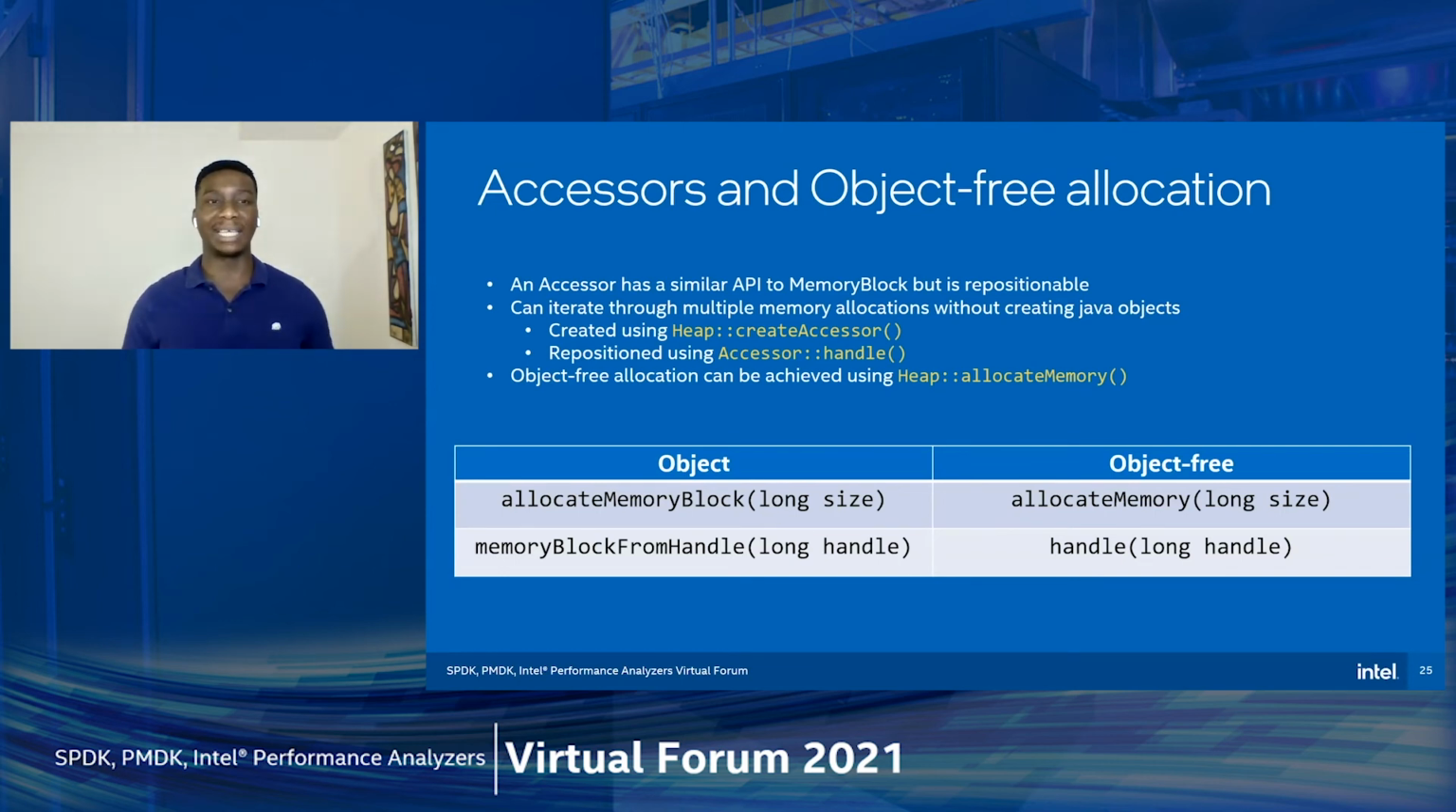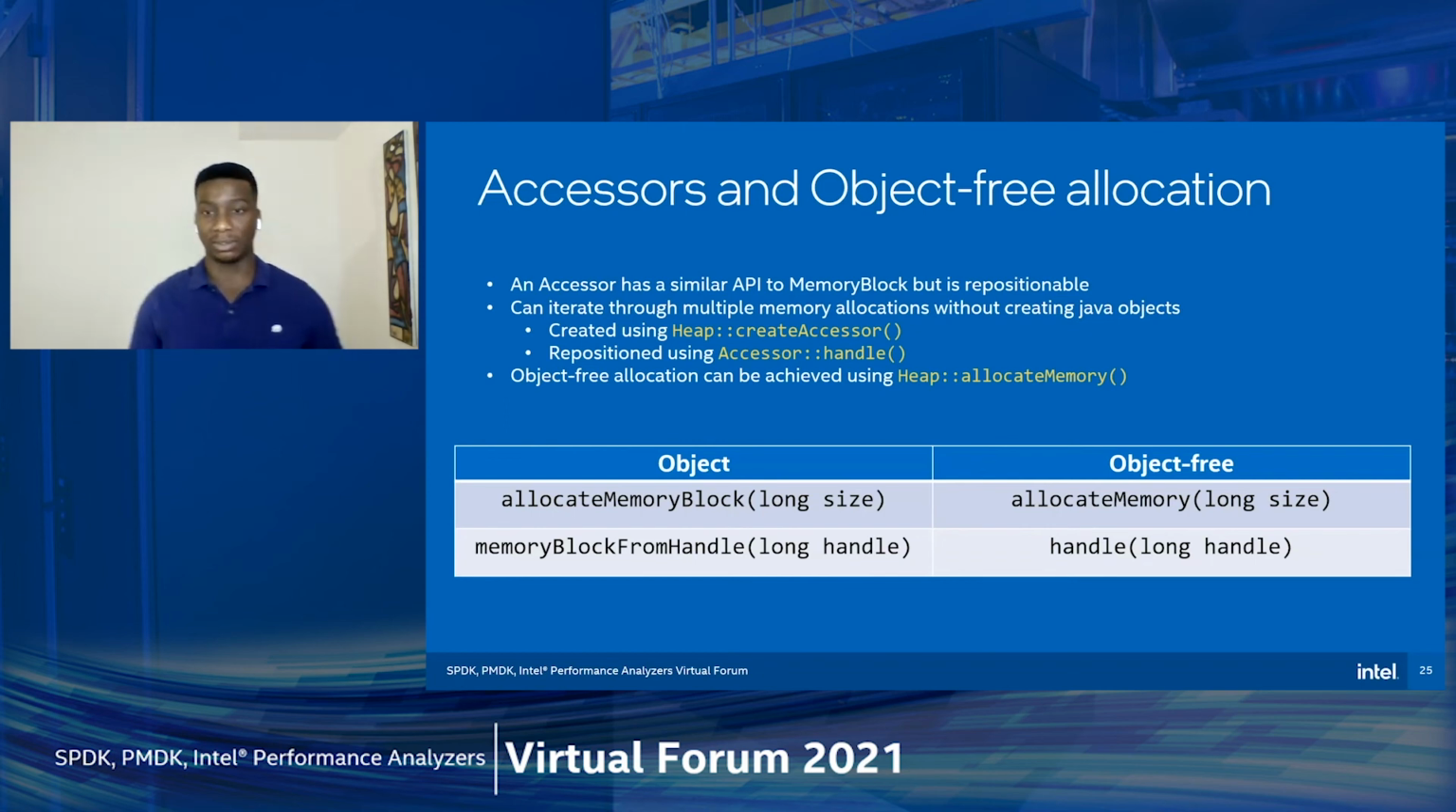Now another optimization that goes hand in hand with the accessor and handle is the object-free allocation. We do that using heap.allocate memory. This table at the bottom just shows the two contrasting methods. In an object-free case, we would call allocate memory as opposed to allocate memory block. Allocate memory block returns a memory block, and allocate memory just returns the handle, which is a long. It returns the handle of the allocated memory, so it doesn't create any Java object around it.